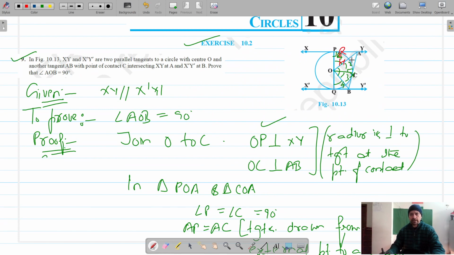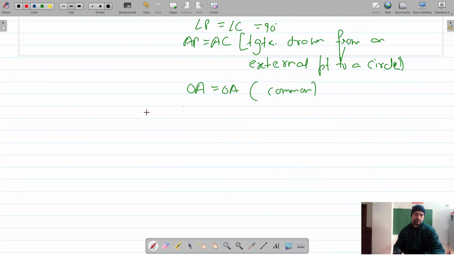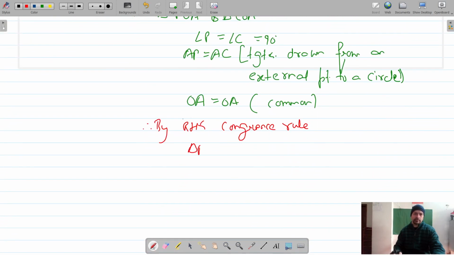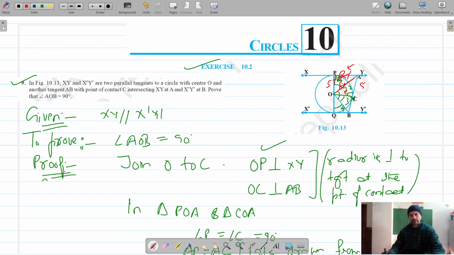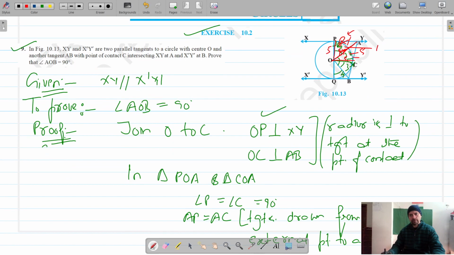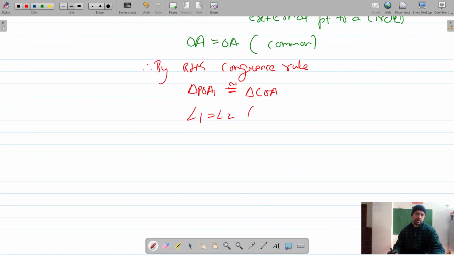So this is the right triangle, this is the hypotenuse, and this is the side, PA is equal to AC. So right angle, hypotenuse, one side. So we can say by the RHS congruence rule, triangle POA is congruent to triangle COA. And if these triangles are congruent, then angle AOP and angle AOC, which I have named 1 and 2, so this is angle 1, this is angle 2, are equal. So angle 1 is equal to angle 2 because these are the corresponding parts of the congruent triangles.